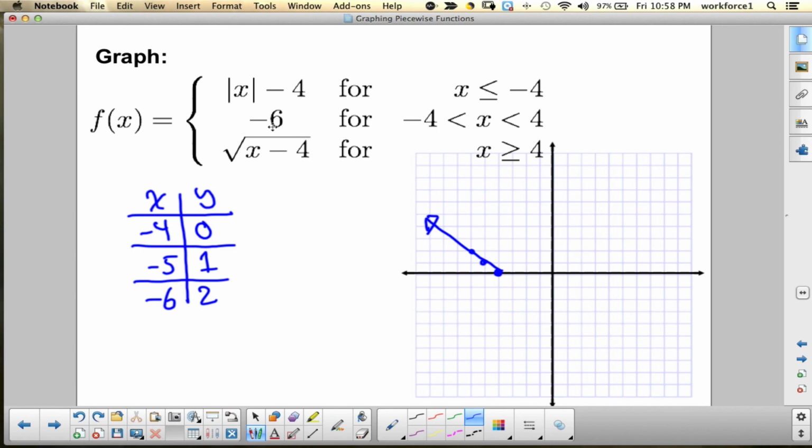The second piece is a straight line, y equal to negative 6. But we're only going to pick values between negative 4 and 4. Or you can draw a horizontal line, but erase everything that is outside of 4 and negative 4. Now, neither 4 nor negative 4 are included, so the endpoints will be open.